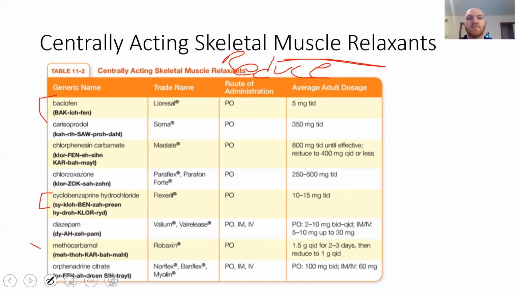Soma is also somewhat common. But basically what these drugs do is they will relax the muscles. They will not stop the muscles from working completely. A very common side effect of all of these is fatigue.